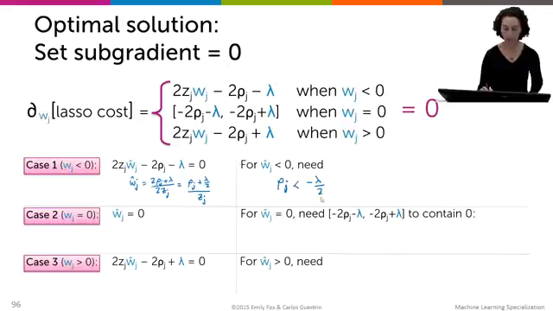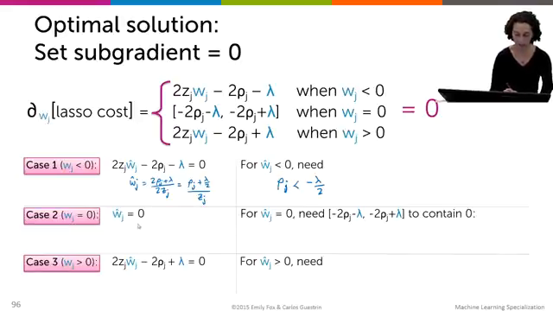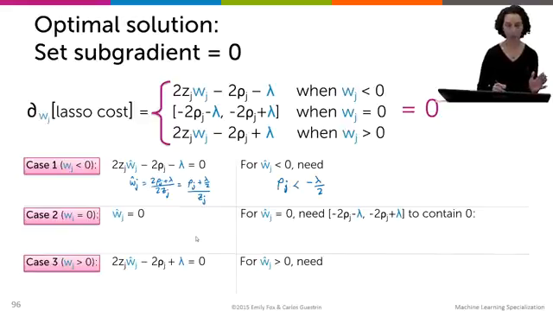So if rho j is less than minus lambda over 2, then we know that W hat j will be less than 0 according to this formula. Okay, then we get to the second case, which is Wj equals 0. In that case, we've already solved for W hat j.